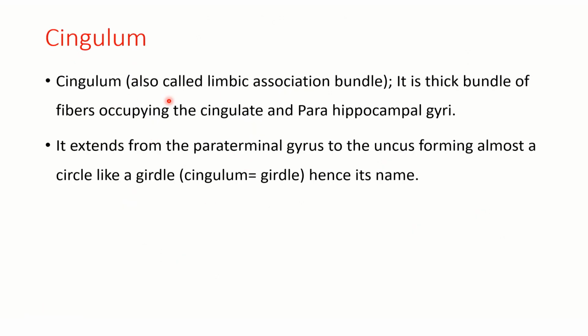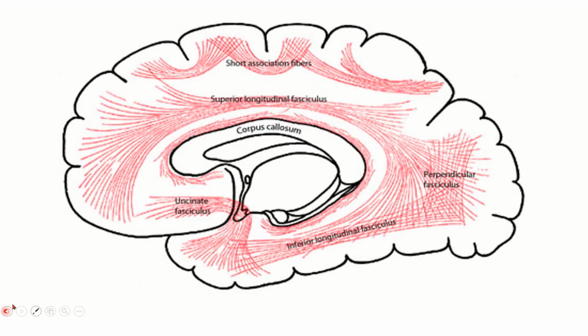Cingulum, also called limbic association bundle. It is a thick bundle of fibers occupying the cingulate and parahippocampal gyri. It extends from the paraterminal gyrus to the uncus, forming almost a circle-like girdle. Hence, its name is derived from this shape. You can see here this entire part from the paraterminal gyrus to the parahippocampal gyrus. Cingulate fasciculus.